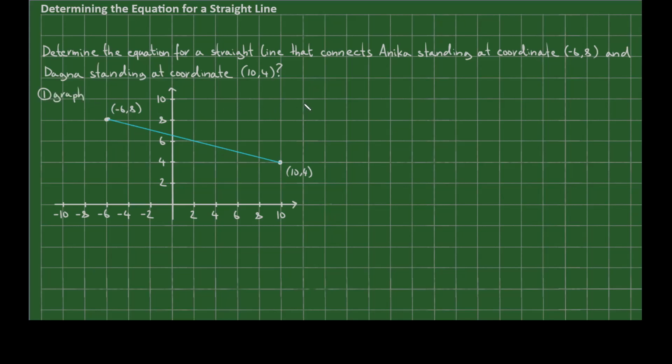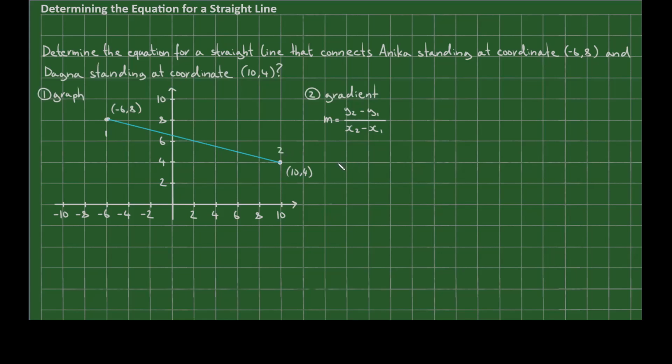The second step will be to actually calculate the gradient. This means I will need the formula for the gradient. M equals y2 minus y1 over x2 minus x1. The values for these terms will come from the coordinates of the points given. Recall that it does not matter which one is point 1 and which one is point 2. I tend to do it from left to right. So point -6, 8 will be point 1 and point 10, 4 will be point 2.